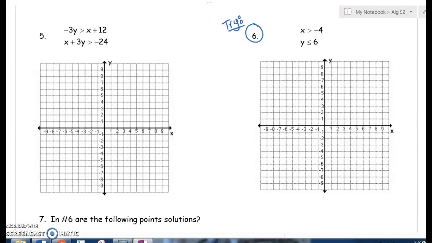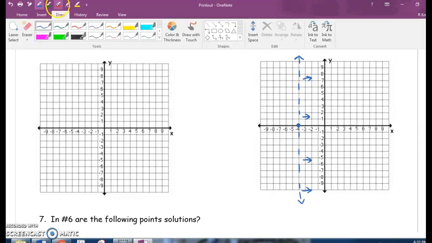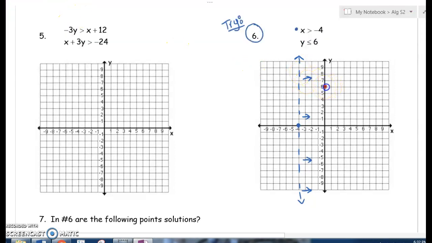Okay, so what you should have done is x is greater than -4. You should have made a vertical line, a dashed vertical line, through -4. It's greater than, so we know we're shading to the right, greater than's to the right. y is less than or equal to 6. You would have had a horizontal line going through 6.